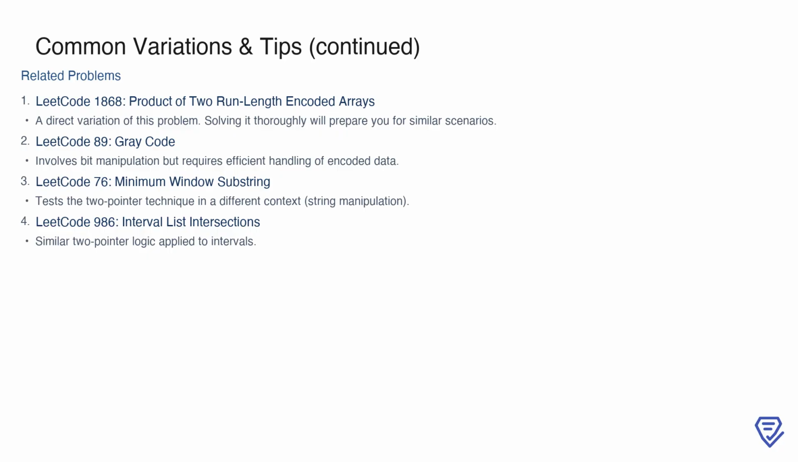LeetCode 89, gray code, focuses on bit manipulation but also requires efficient handling of encoded data. Another useful problem is LeetCode 76, minimum window substring, which challenges you to apply the two-pointer technique in the context of string manipulation. Lastly, LeetCode 986, interval list intersections, utilizes a similar two-pointer approach for processing intervals. Working through these problems will help you become more comfortable with the patterns and techniques commonly used in this domain.